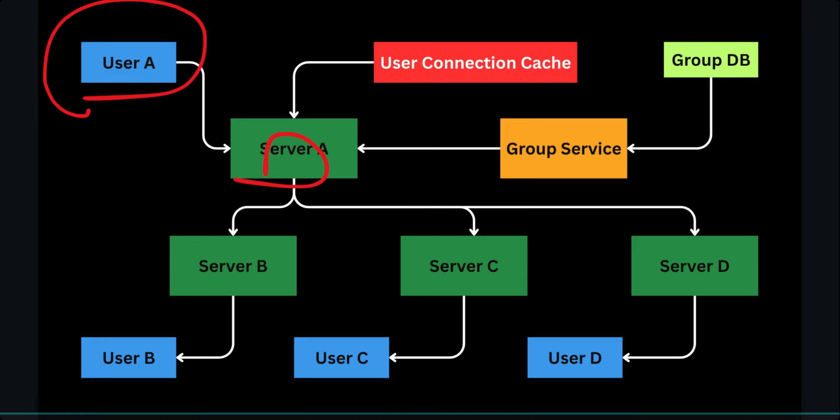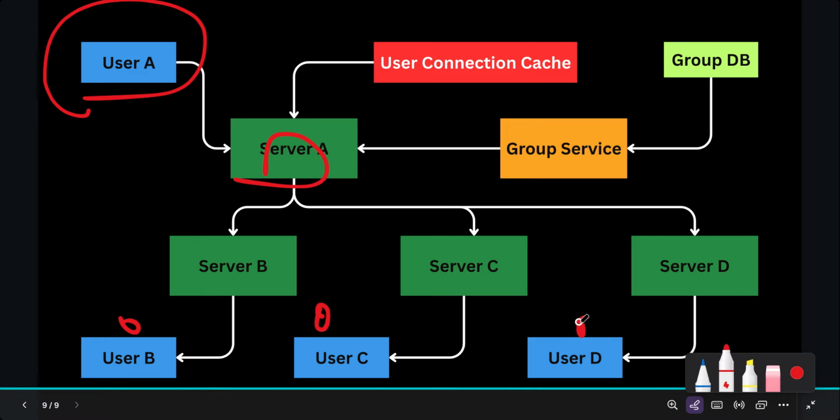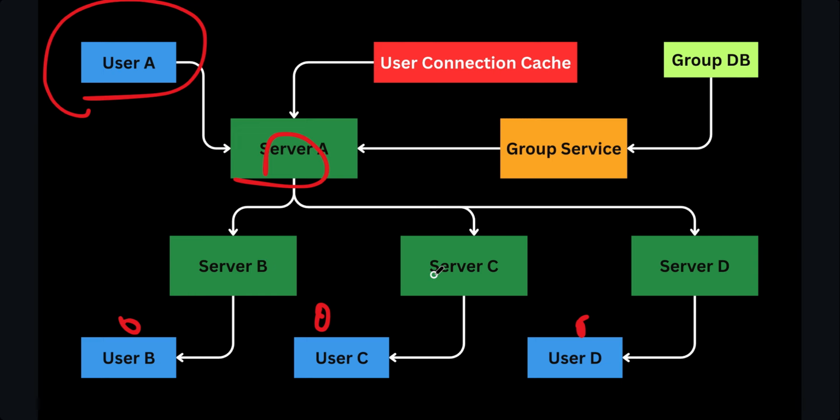After that, for each online user, if a member is connected to server A, it will deliver the message directly over the existing WebSocket connection. If a member is connected to a different server, like here we have server B, C, and D, the message will be forwarded to server B, C, and D, which will then deliver the message to the user over their WebSocket connection.